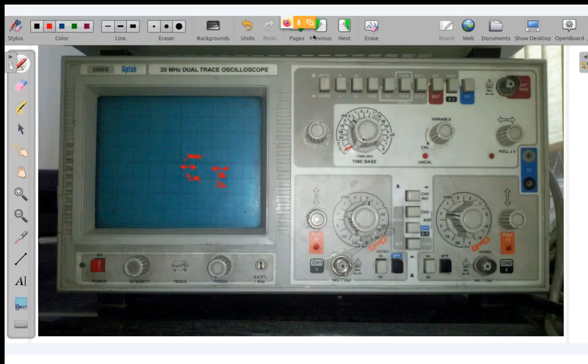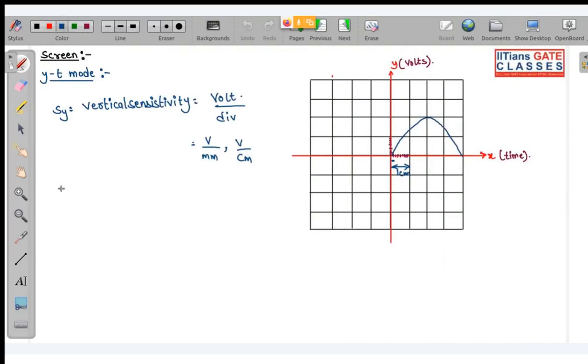So basically your Sx is your horizontal sensitivity. Now horizontal sensitivity can be second per centimeter, or millisecond per centimeter, or microsecond per centimeter. Similarly, you can even define it for mm also. Is it clear? Any doubt in this? Tell me.